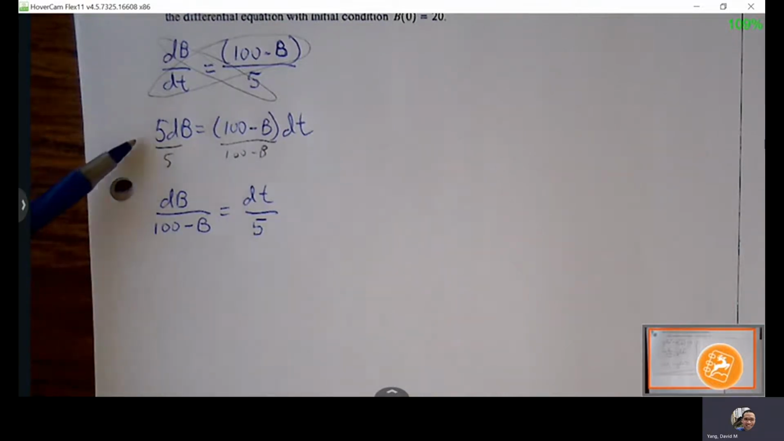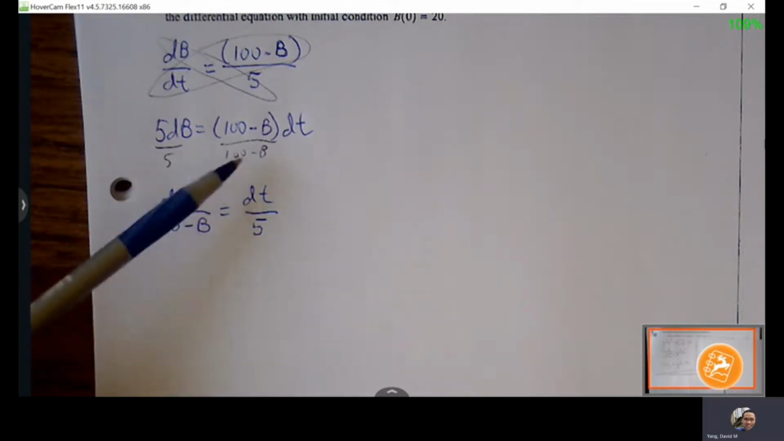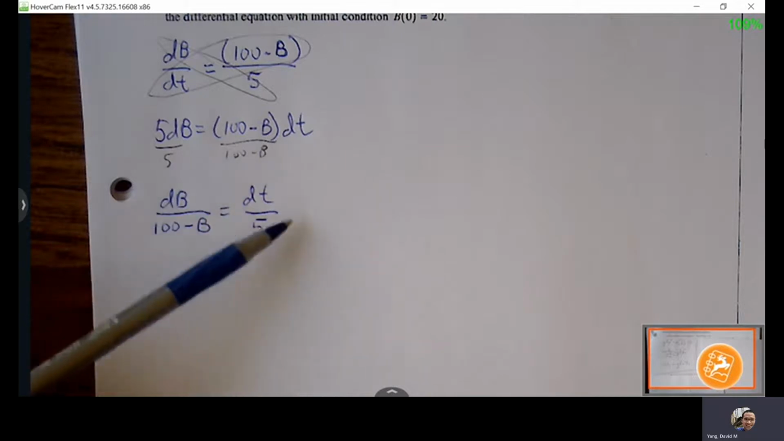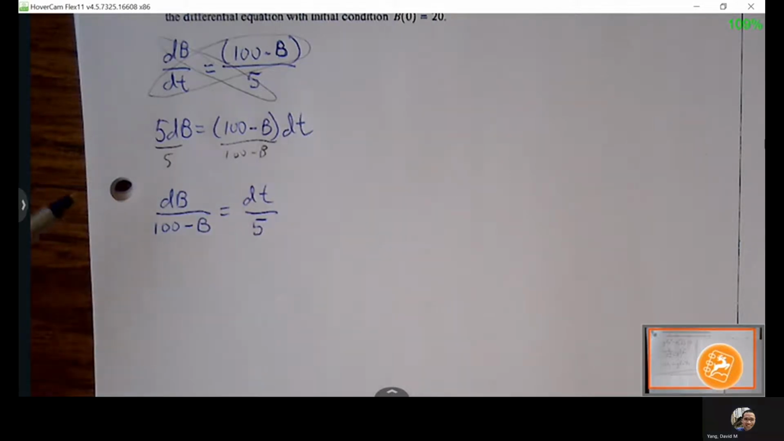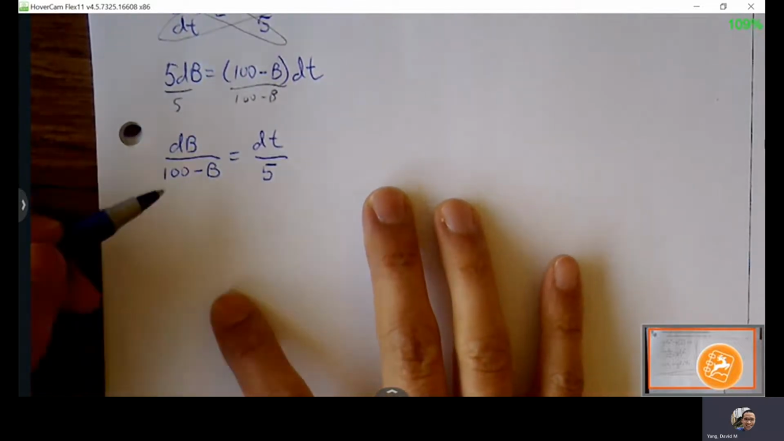Okay. Everything looks okay for you guys? Okay. Full separation. B's on the left. All the T's and leftover gets moved over to the right side. Okay, so we should be ready for our next step, taking our antiderivative.